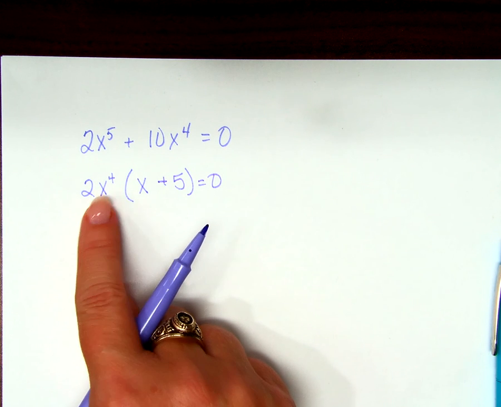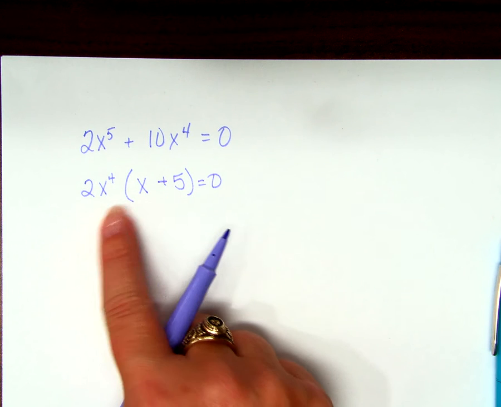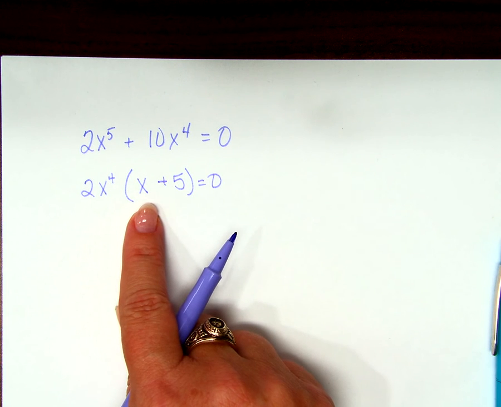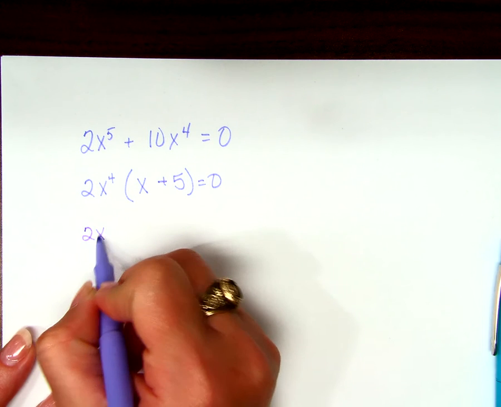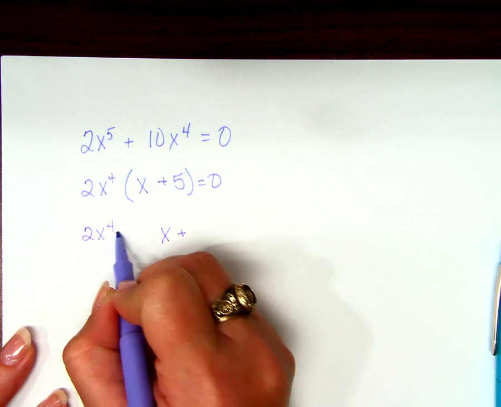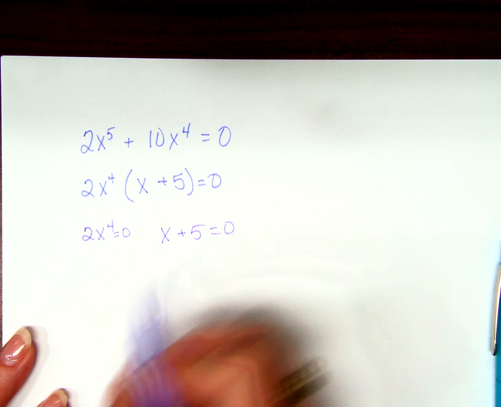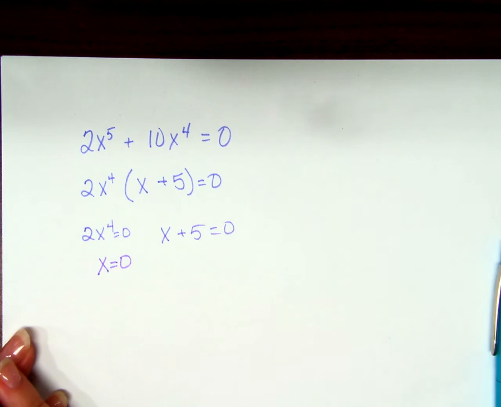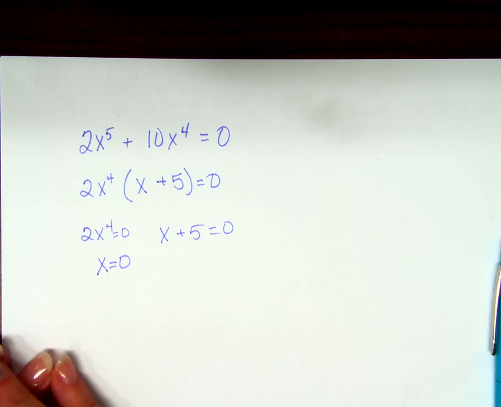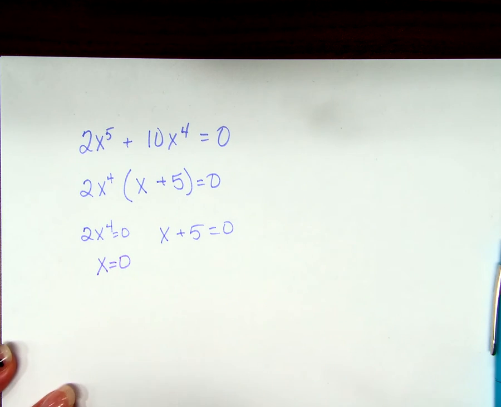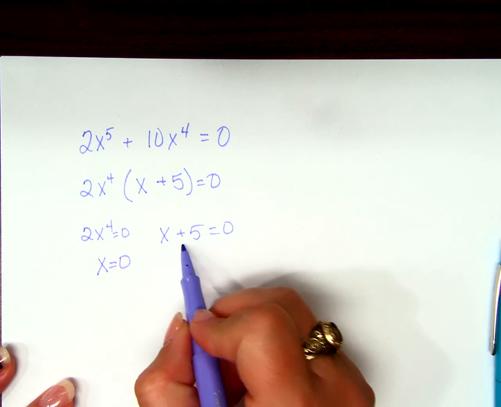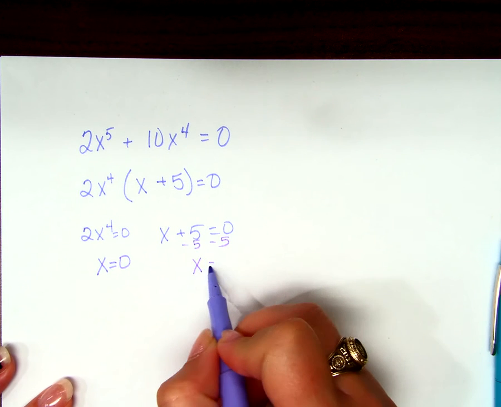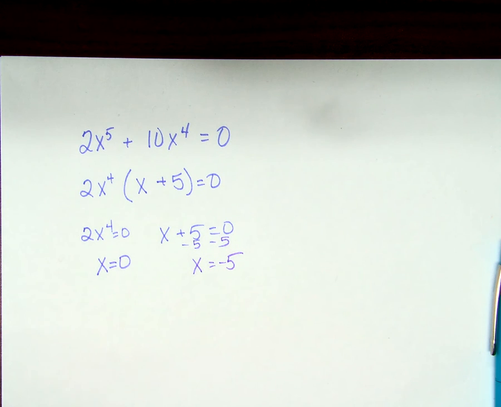Remember our property that we talked about last time, the zero products principle? If 2 things are multiplied together and they equal 0, what has to be true about at least one of them? It has to be 0. So we set each one of these factors equal to 0. Well, if 2x to the 4th equals 0, x is just 0, right? We could divide by 2 on both sides, 0 divided by 2 is just 0. X to the 4th is 0, so x is 0. Here we subtract 5 on both sides, so x equals negative 5. Any questions about that?